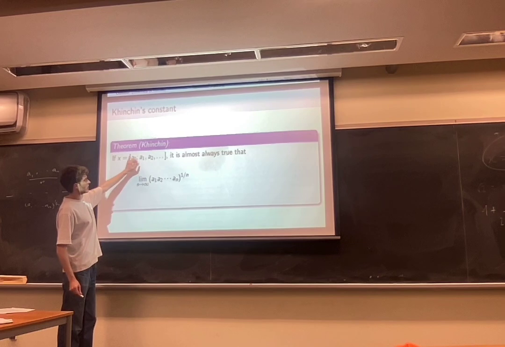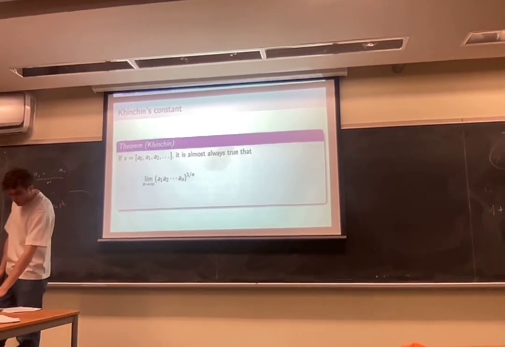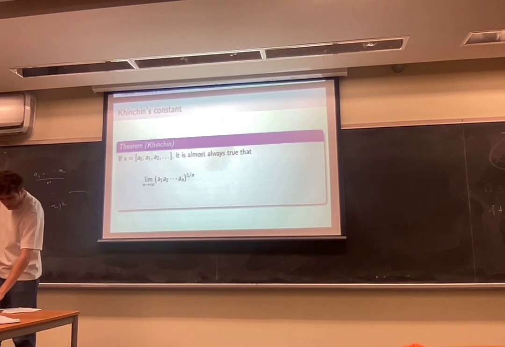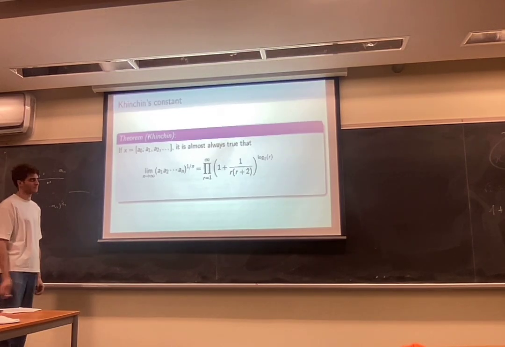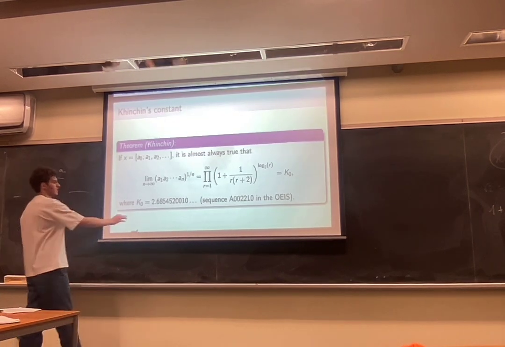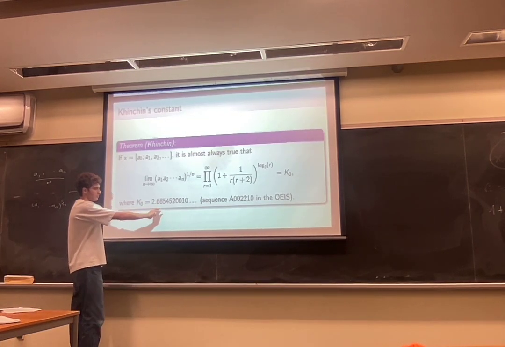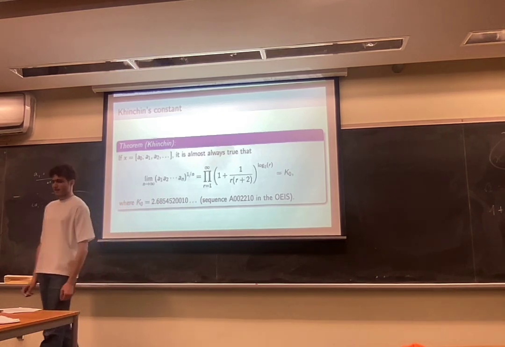So this theorem says that taking the limit as n goes to infinity of the geometric mean of the denominators, notice how we're ignoring the first part, right? Just the denominators of your continued fraction representation. Well, it is almost always true that this limit converges to this weird number right here, which is called K0. And K0 is approximately equal to 2.685. This is the sequence in the OEIS, if you guys are interested.